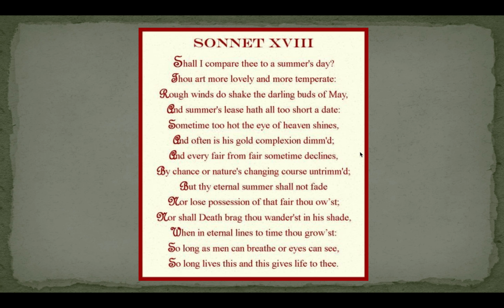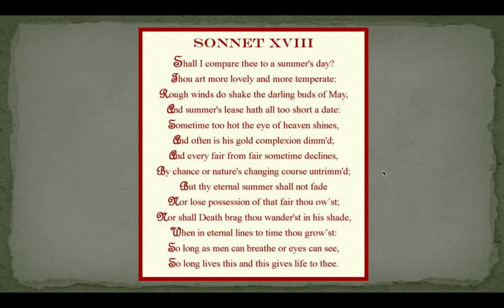So it's saying everything goes away. Everything. All the good stuff in the world declines. And this is the way of the world. Chance or nature's changing course untrimmed. So someone might have an accident, or they might simply grow old, or a tree might grow old, or flowers might fade, if we're going back to our summertime images. Okay, so our problem is that here, comparing you to a summer's day, you're better than a summer's day, but look, even summer goes away, and not only summer goes away, everything does.